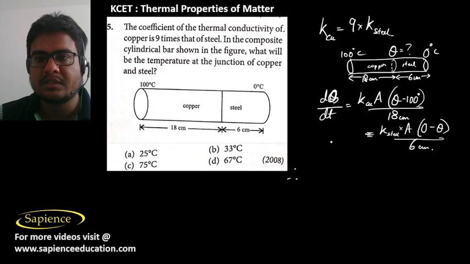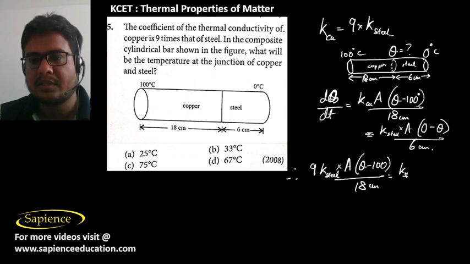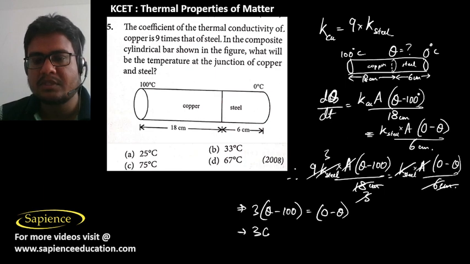So therefore we can say that k of copper is 9 times the k of steel. 9 times k of steel into A into (theta minus 100) divided by 18 centimeter is equal to the thermal conductivity of steel into A into (0 minus theta) divided by 6 centimeter. So k of steel will cancel, A and A will cancel, centimeter will cancel, 6 3s are 18, then 3 3s are 9. So this will be 3 into (theta minus 100) equal to 0 minus theta. So this will be 3 theta minus 300 equal to minus theta.